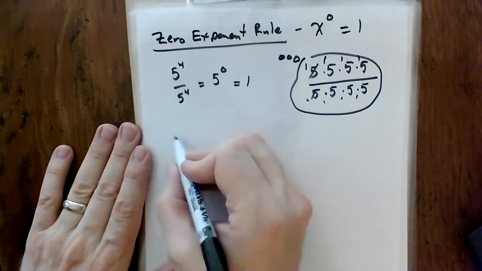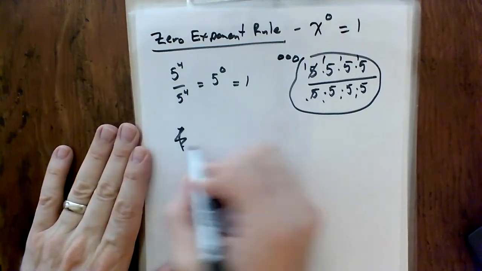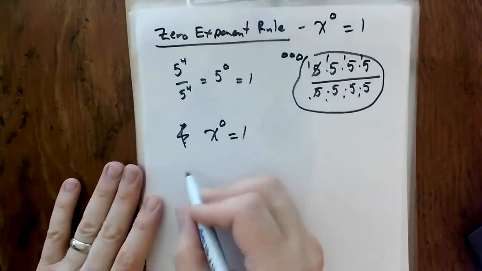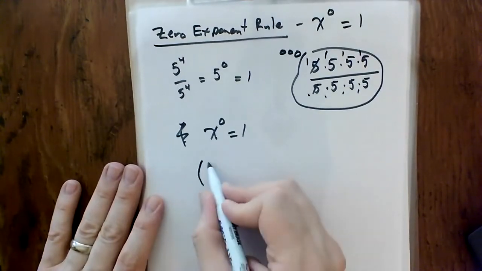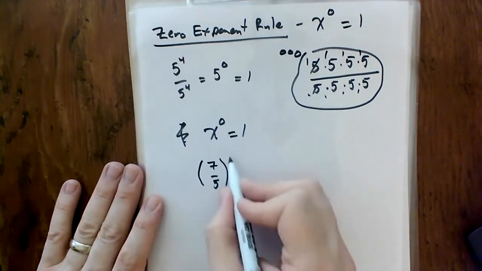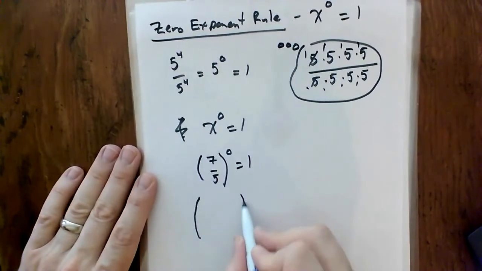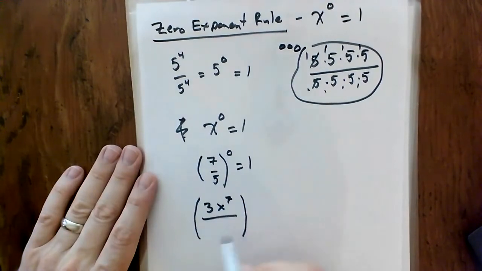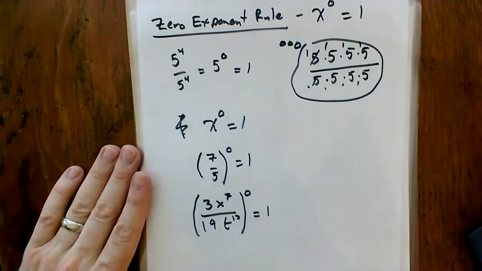So I could do something like, I'll start with the easy ones. I could say x to the 0. That's 1. I could have 7/5 to the 0th power. That's 1. I could have something big and exotic. I could have 3x to the 7th over 19t to the 12th, all of that to the 0th power. That's 1.